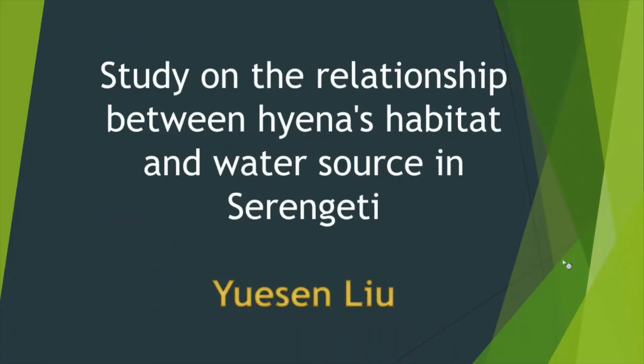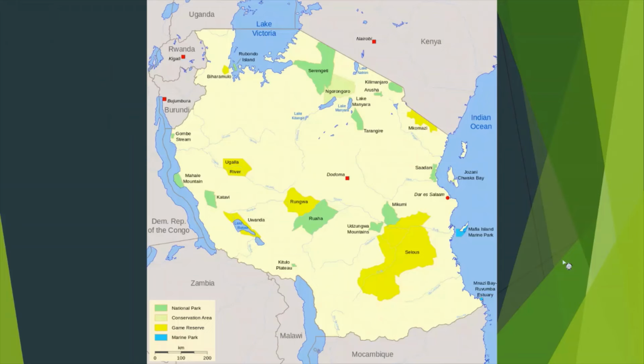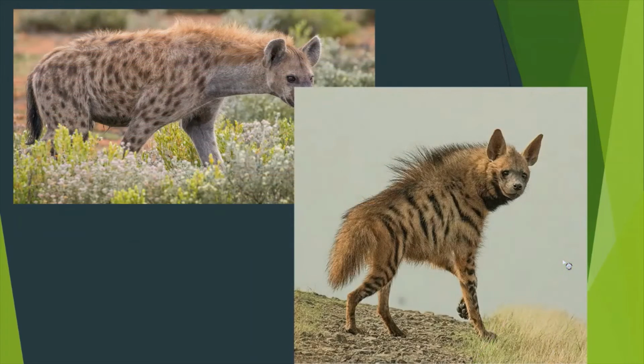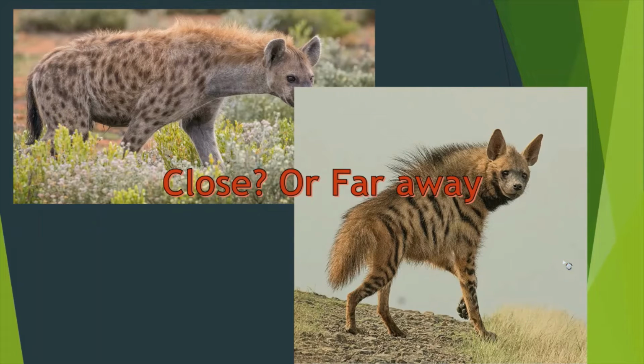So today's presentation is about my study on the relationship between the hyena's habitat and the water resources in Serengeti. Serengeti is part of East Africa, which is close to the equator, so there are only two seasons: the dry season and the wet season. We can study two kinds of animals: the spotted hyena and the striped hyena. We're going to find out if they get closer to the rivers or water resources, or go far away from them.